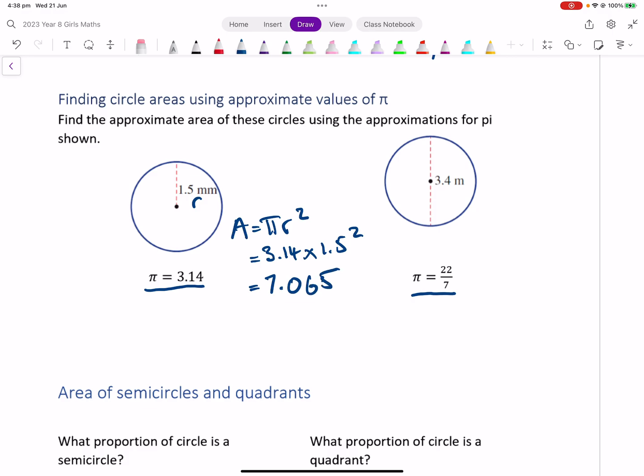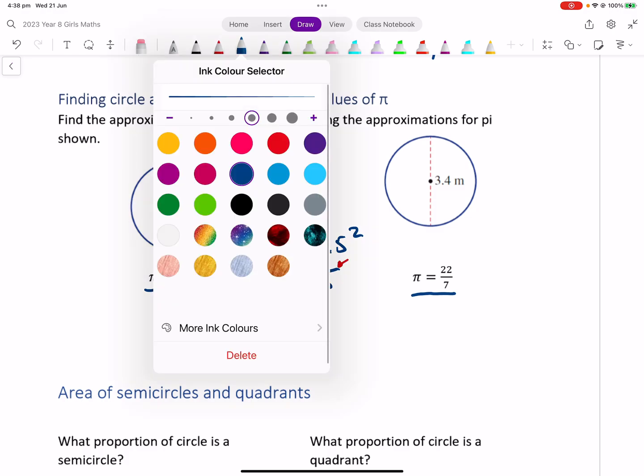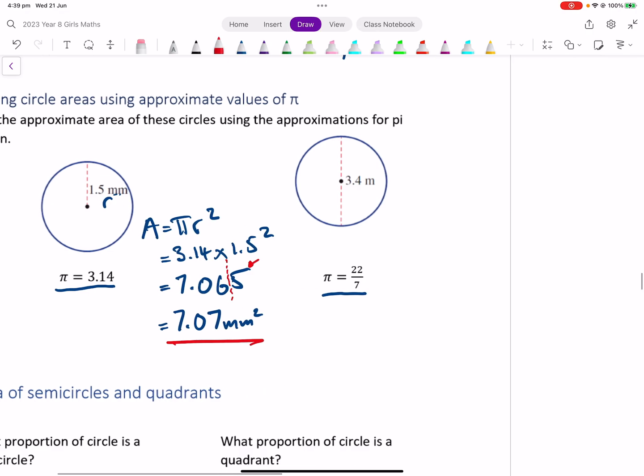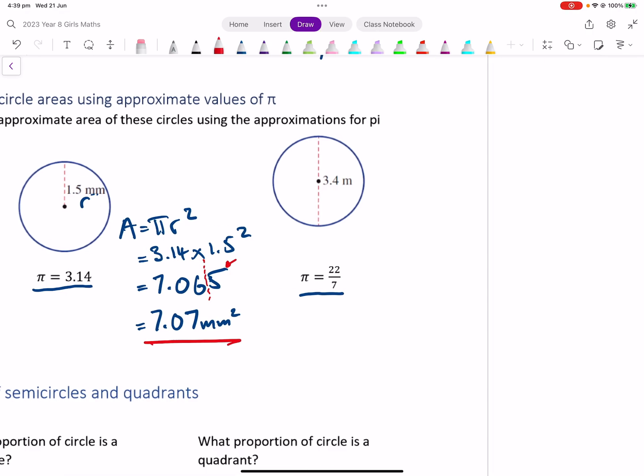7.065. And let's continue with the two decimal places. Let's have a look here. My critical digit is 5 or more, so I'm going to need to round up. Equals 7.07 millimeters squared. There you go.